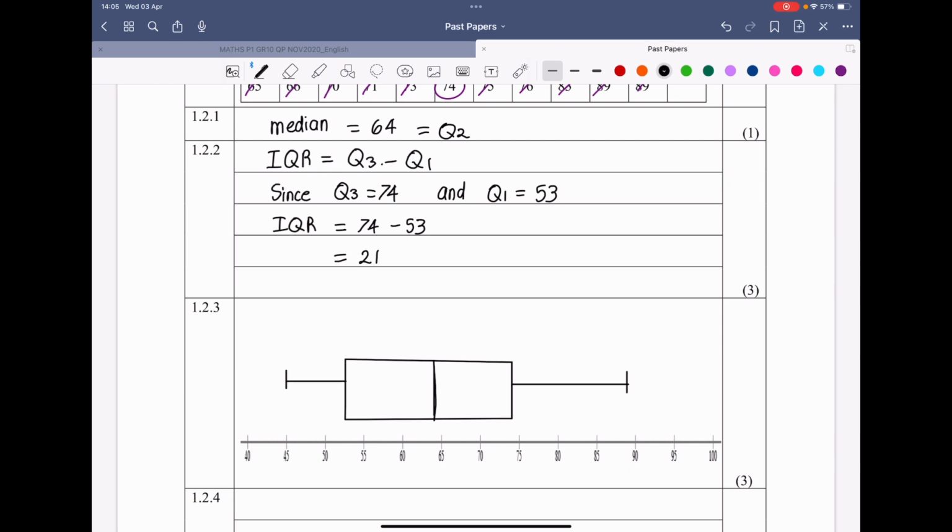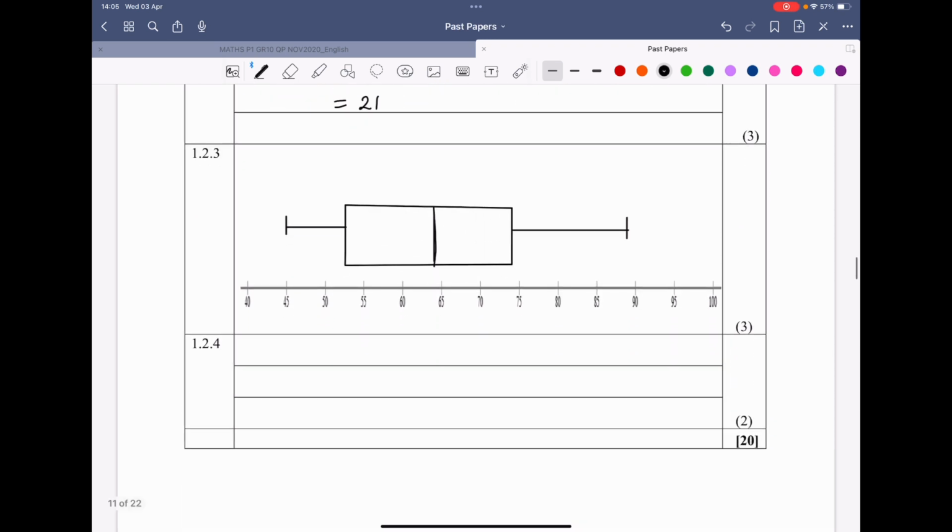And that's my diagram. And then it's asked me to comment on the distribution of the data with reference to the box and whisker diagram. So that means that I'm going to look at my box and whisker diagram, and I can see that this bit here on the left-hand side is bigger than this bit here on the right-hand side. And so I'm going to say that the data is skewed to the left.